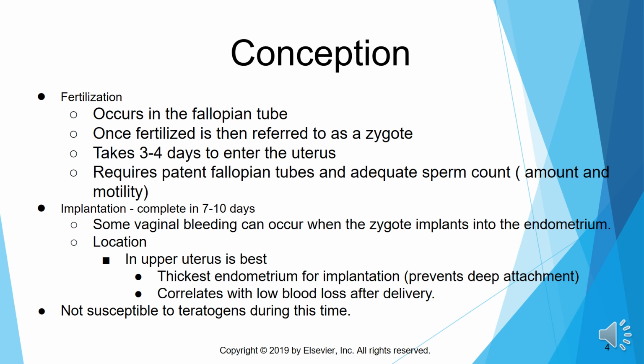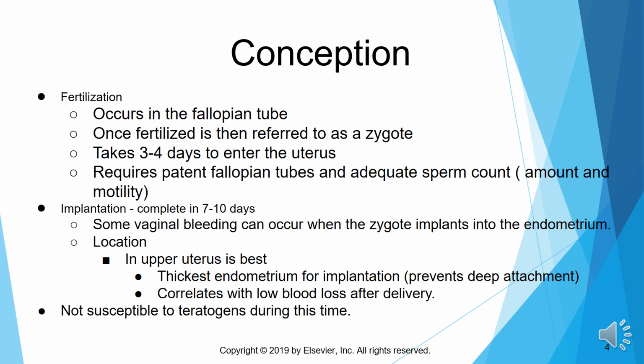fertilization. Again, we've talked a little bit about this in terms of ectopic pregnancy. Fertilization is meant to occur in the fallopian tube, and then the zygote moves down the fallopian tube and should implant into the uterus. It takes about 3 or 4 days for it to enter the uterus. In ectopic pregnancy, as we know, it does not make it to the uterus. It implants in the fallopian tube, which is not a good thing to happen. It requires patent fallopian tubes, an adequate sperm count, and the number and motility need to be adequate in order to fertilize the ovum that was released.